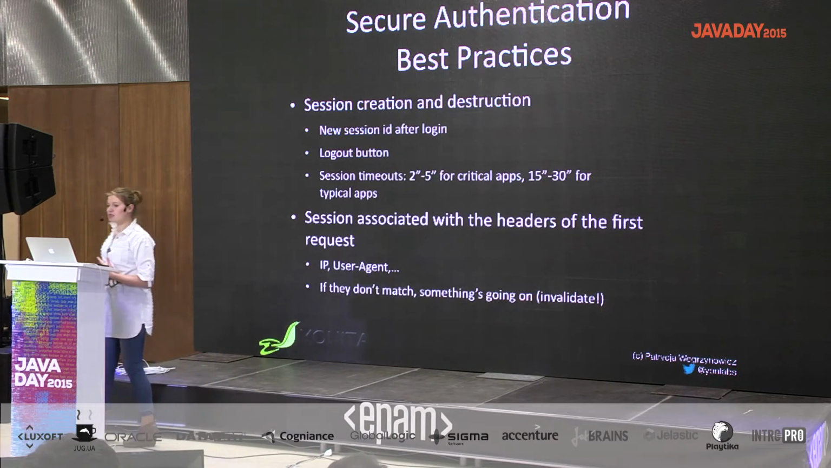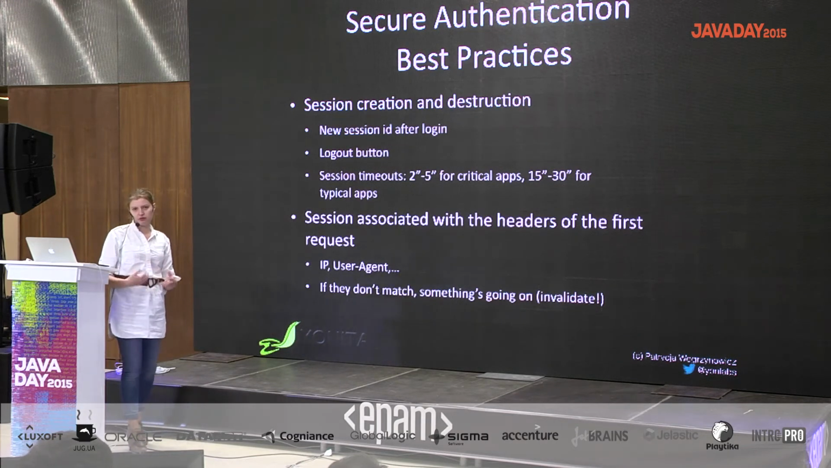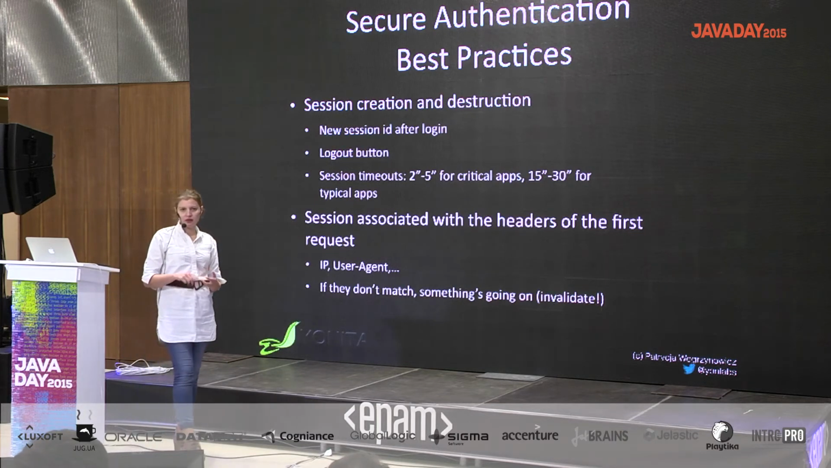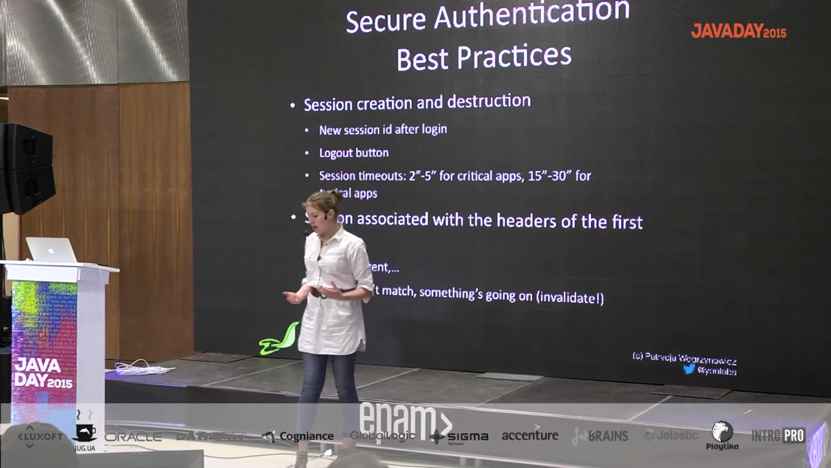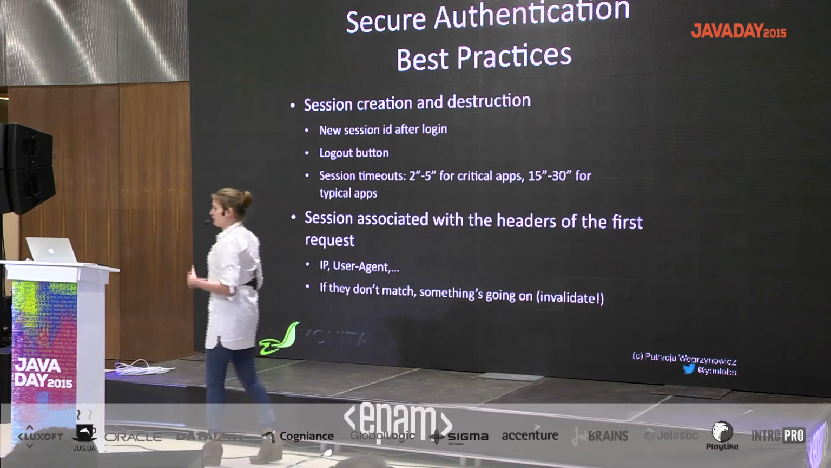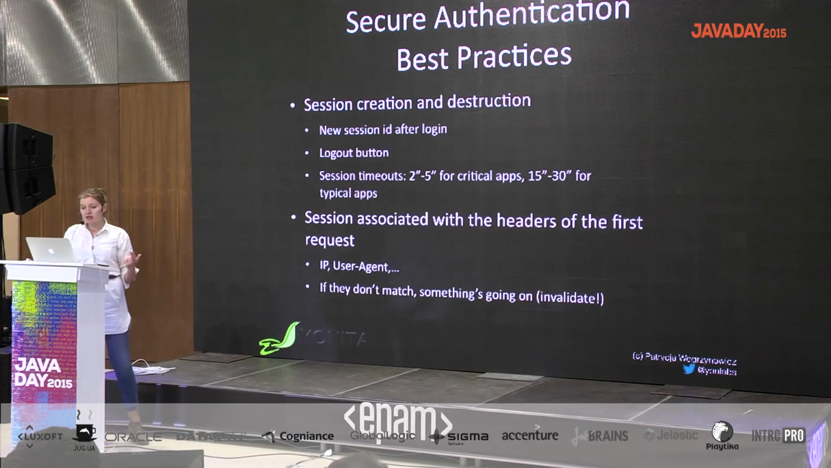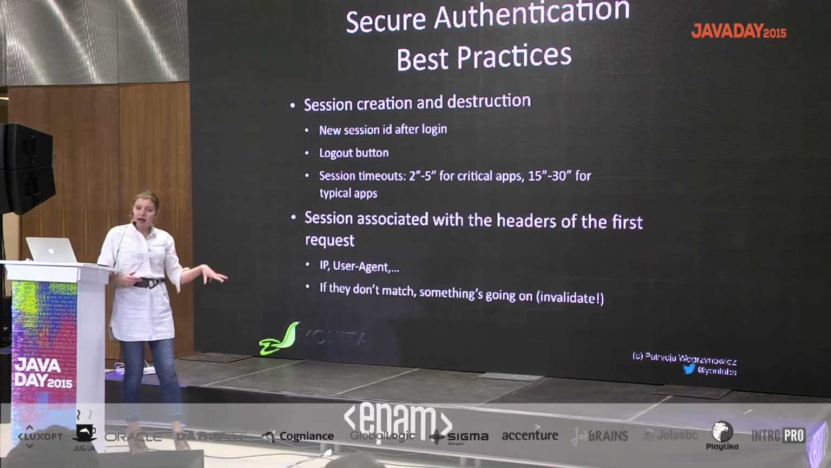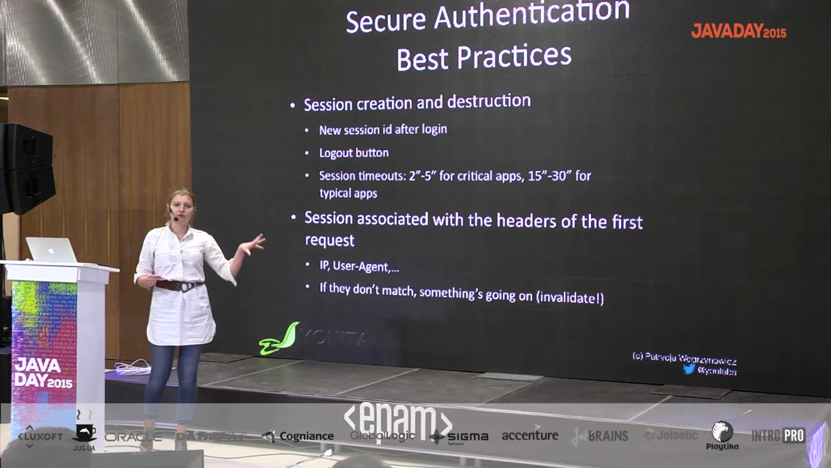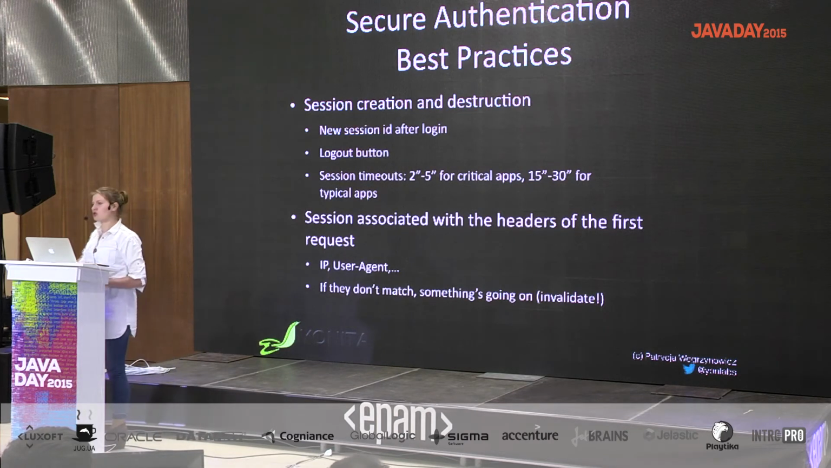We could associate with a session some other headers of the first request, like IP or user agent, and make a fingerprint of a session and then check it with every subsequent request. If they don't match, something's going wrong, and we should invalidate the session and raise an alarm. Because most likely, a hacker is trying to connect using the same session ID as the original user.